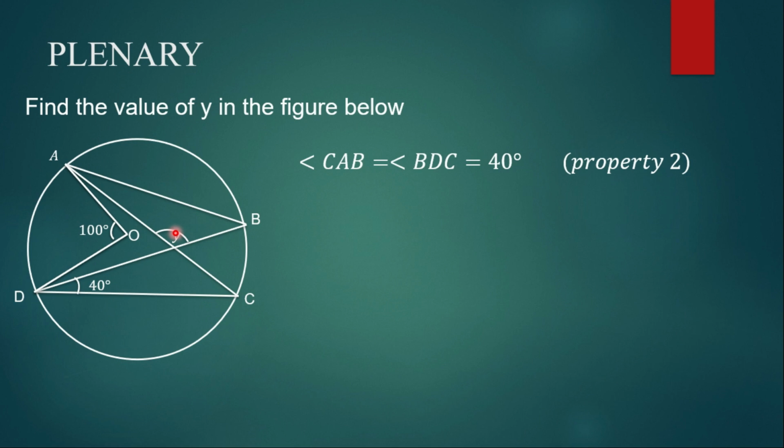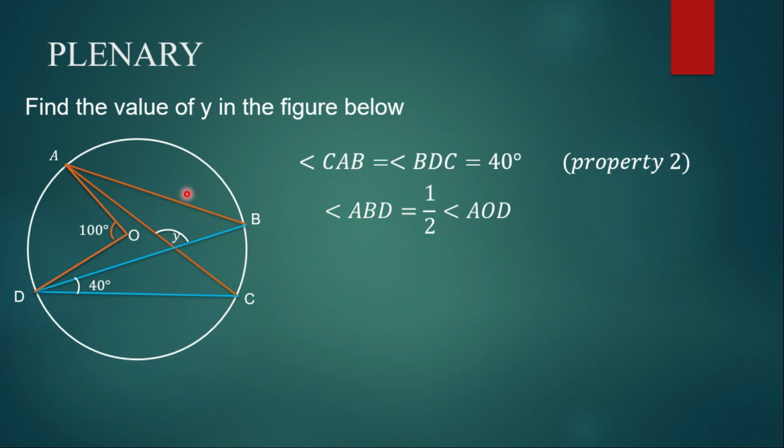Now, angle CAB, that's this angle formed here, and this angle, they are equal. That's the property 2 we looked at in the other video. We said that this angle here is equal to the angle formed over there. Bow tie property. So these angles are equal. So it means that if here is 40, here must also be what? 40.